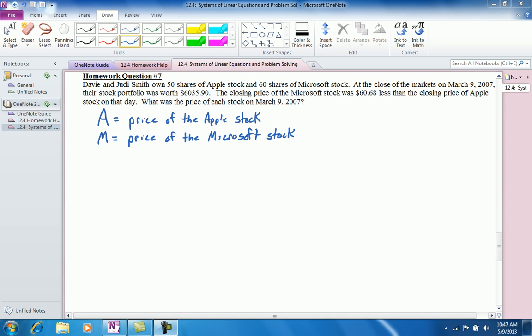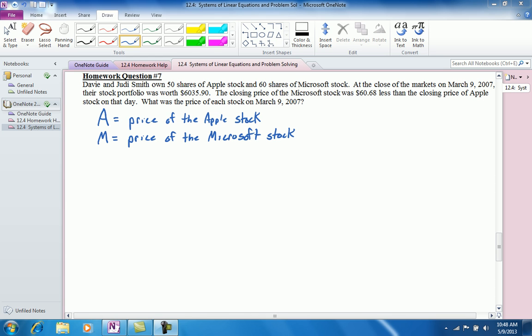Okay, so here's our next problem. Davy and Judy Smith own 50 shares of Apple stock and 60 shares of Microsoft stock. At the close of the markets on March 9th, 2007, their stock portfolio was worth $6,035.90. The closing price of the Microsoft stock was $60.68 less than the closing price of the Apple stock on that day. What was the price of each stock on March 9th, 2007?